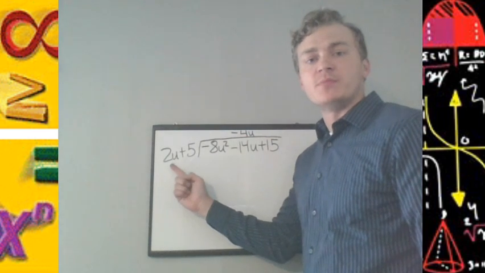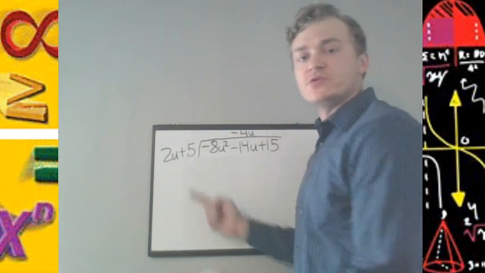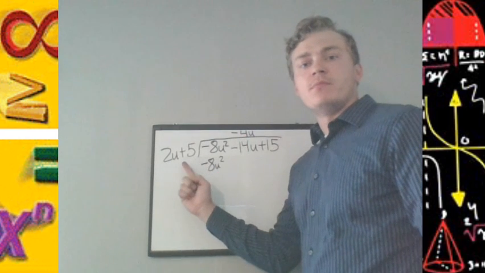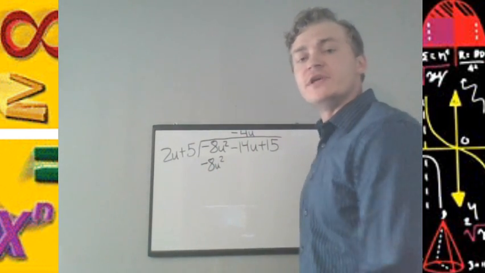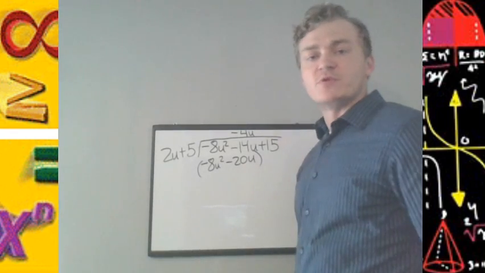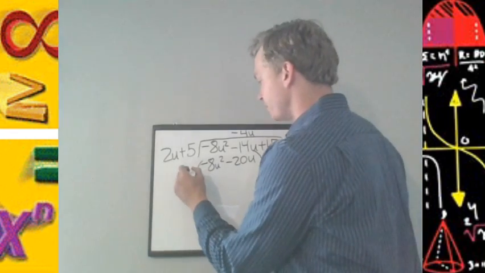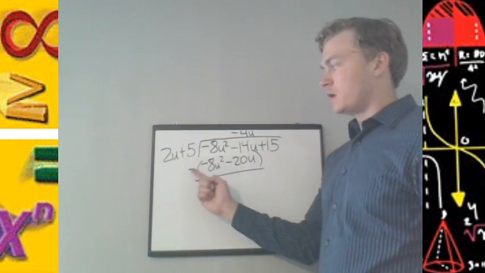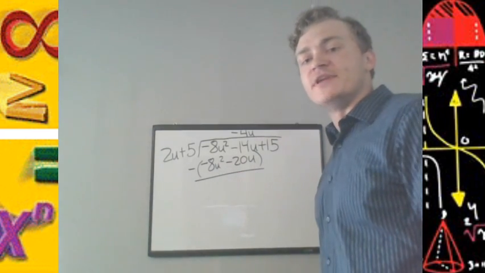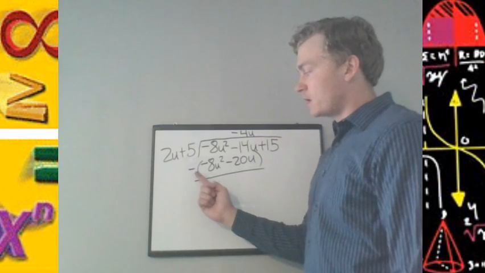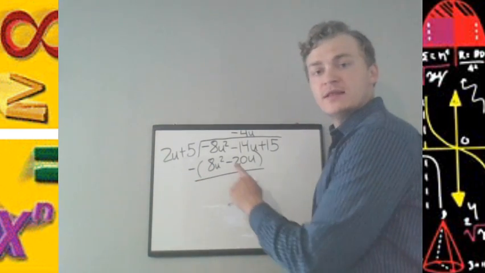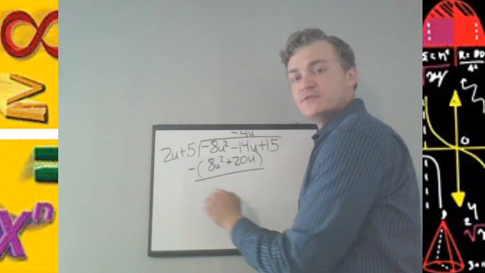Negative 4u multiply 2u is negative 8u squared. Negative 4u multiply positive 5 is negative 20u. Division is repeated subtraction, so we subtract to find the remainder. Subtracting this binomial, we distribute the negative. Distributing the negative, we change the sign of each term in the middle and drop the parentheses. Negative 8u squared becomes a positive 8u squared, and the negative 20u becomes positive 20u.